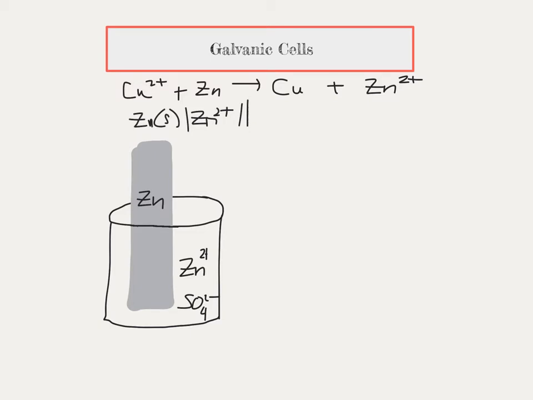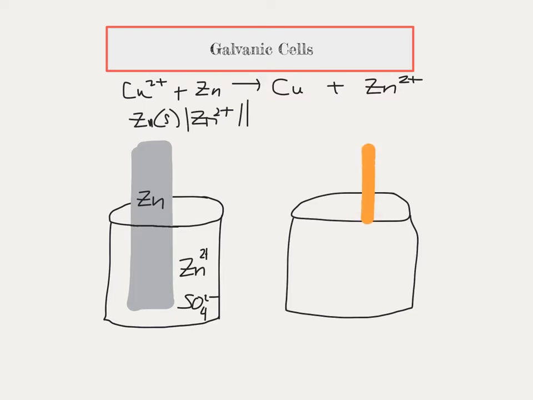And then we would describe the other half. In another container, we would have our copper metal, which I'll draw as an orange bar. We all know it's a little bit more copper colored in real life. That's as good as I've got today. And so we'll label this copper metal, and then copper ions in solution.